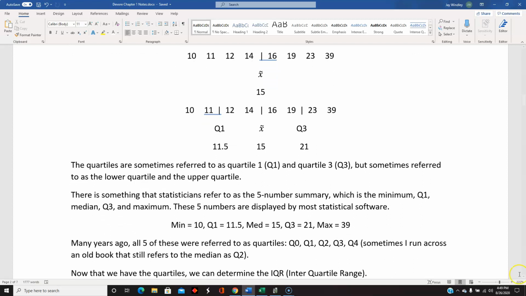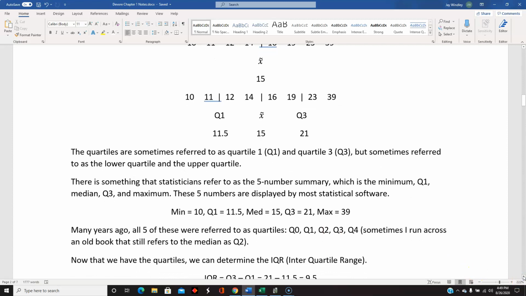The minimum, quartile 1, the median, quartile 3, and the maximum. And those 5 numbers are referred to as the 5-number summary. A lot of times I get asked, why do we have quartile 1 and quartile 3 and not quartile 2? Well, the answer is all 5 of these numbers used to be referred to as quartiles, quartile 0 through quartile 4. So the median used to be called quartile 2. And in some older textbooks, it's still referred to as quartile 2.